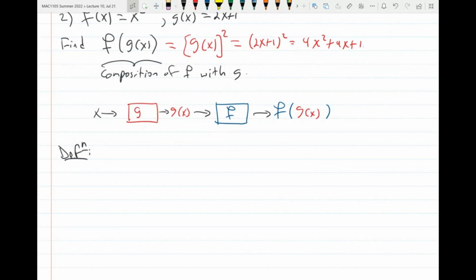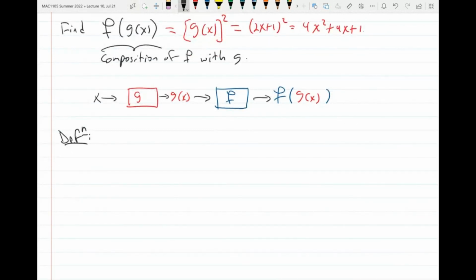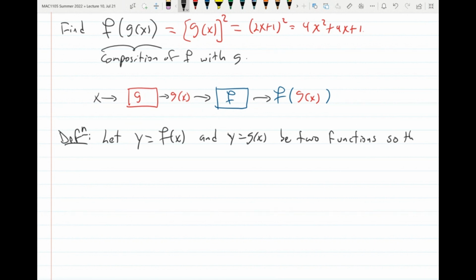All right, but anyways, let's define this. Definition: let y equals f of x and y equals g of x be two functions. Let's say the range of g is a subset, so subset means contained, of the domain of f.